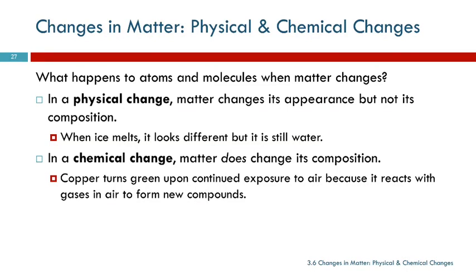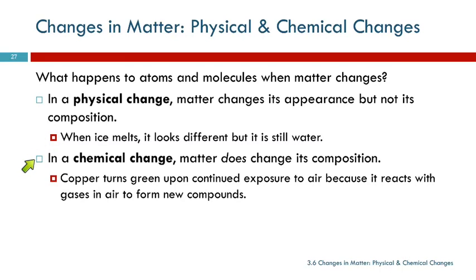So related to chemical and physical properties are chemical and physical changes. And what we need to think about in assessing these is what's happening to the atoms and the molecules in the matter when it changes. In a physical change, the matter will change its appearance, but not the composition. So as I was saying, when ice melts, it looks different. It's a liquid now. It'll run all over the place. But it's still water. The substance hasn't changed.